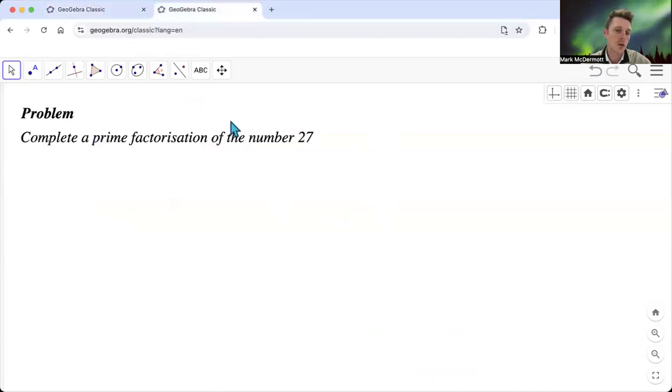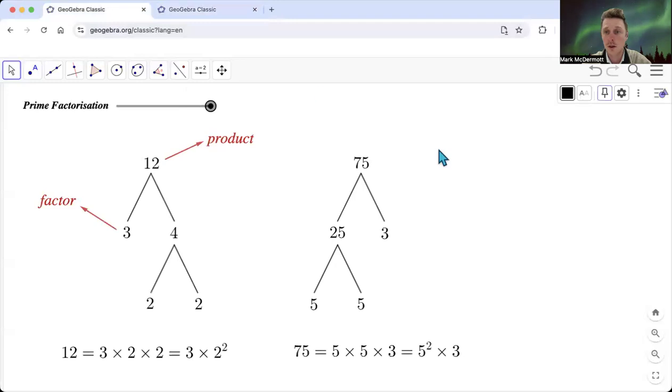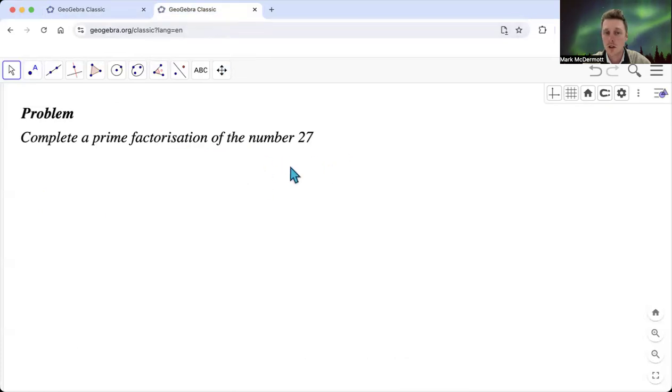Okay, and then we're going to do a problem. See if you can try this out. So complete a prime factorization of the number 27. Draw a diagram if you like. I think these diagrams help. These diagrams are called factor trees. So they can obviously be very helpful for finding your prime factorization. If you're feeling very confident, you can jump straight to factorizing it. Good luck.